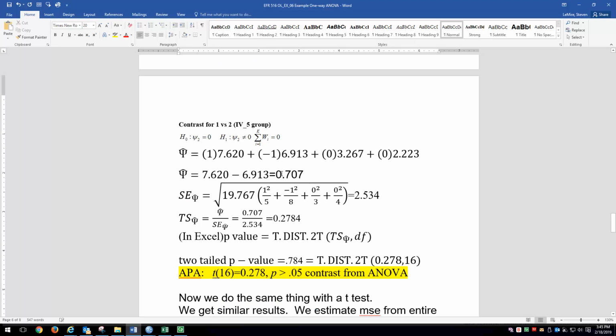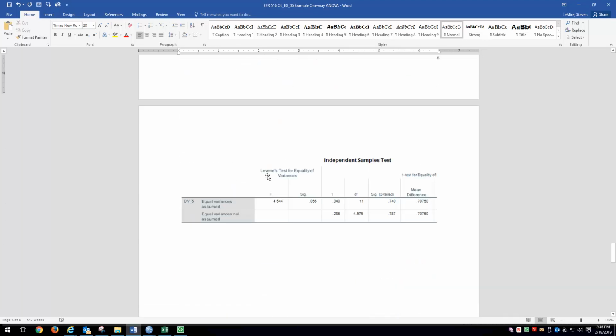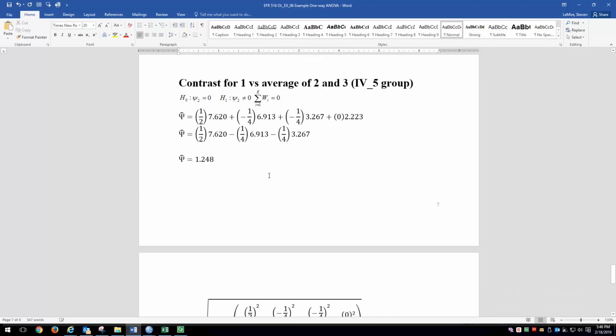The next one, we're going to take a contrast for 1 versus the average of 2 and 3. So we're going to say, what if group 1 was a control and groups 2 and 3 were some form of drug condition? If I want to know whether there was a difference between the control and the drug conditions, I need to set my weights. Now my weights need to sum to 0.